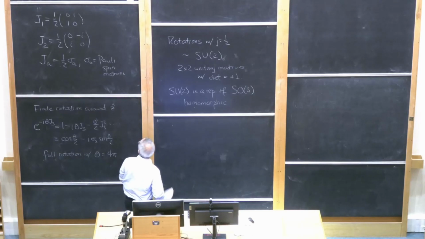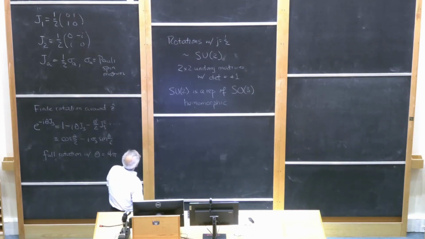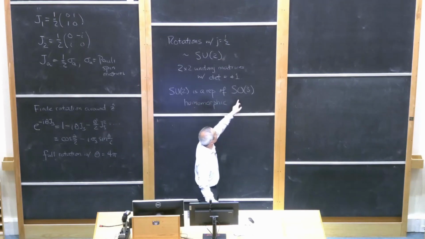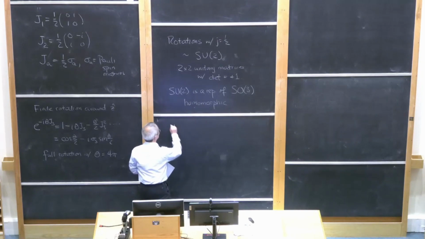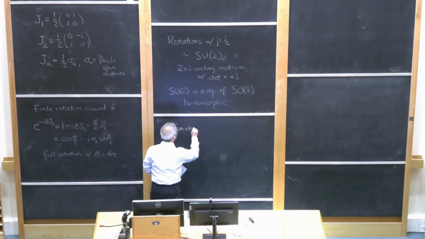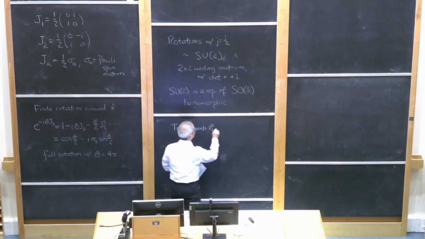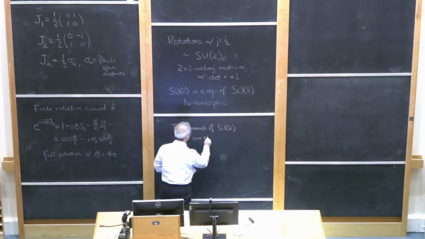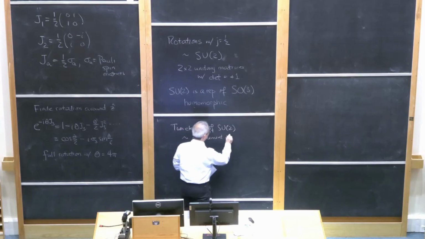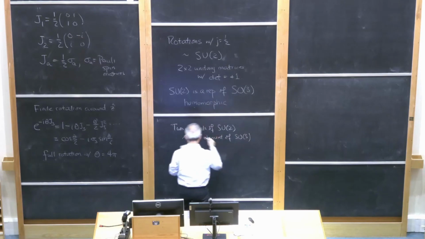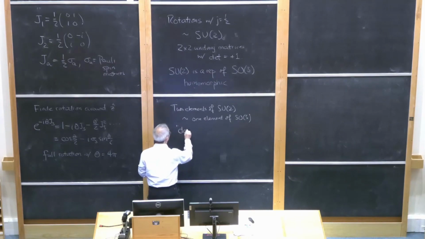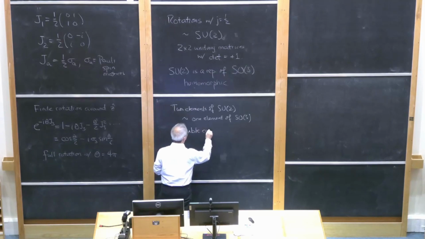It just takes a little bit more time to do it. But basically, with SU2, you actually have 2 elements in SU2 for every element in SO3. So 2 elements of SU2 correspond to 1 element of SO3. So therefore, what we call this is the double cover.